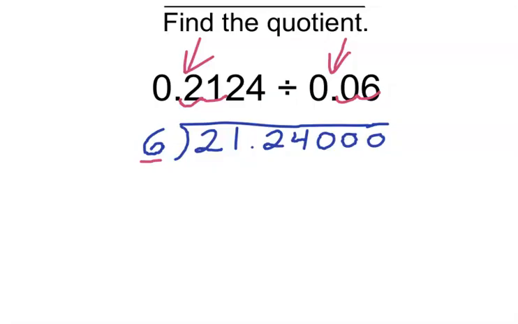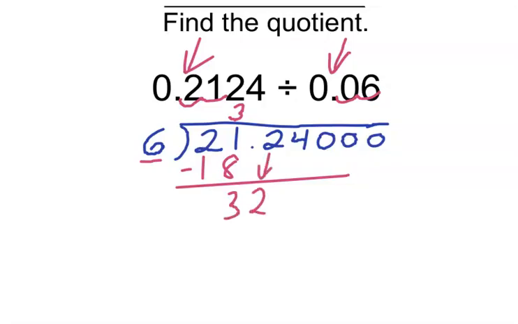How many times does 6 go into 2? It cannot. How many times does 6 go into 21? Well, 4 times would be 24, so we're going to have to say 3, I guess. 6 times 3 is 18. 21 minus 18 is 3, right? And then bring down the 2.